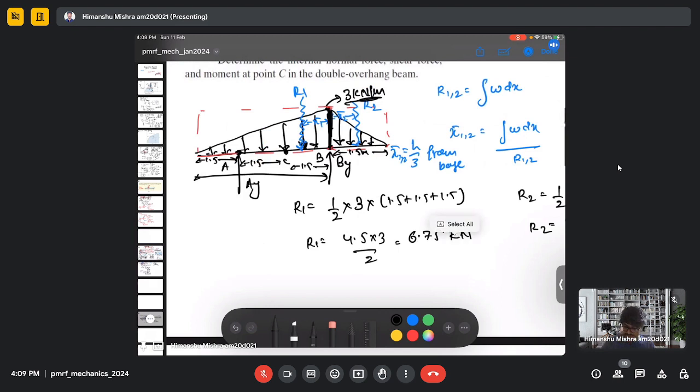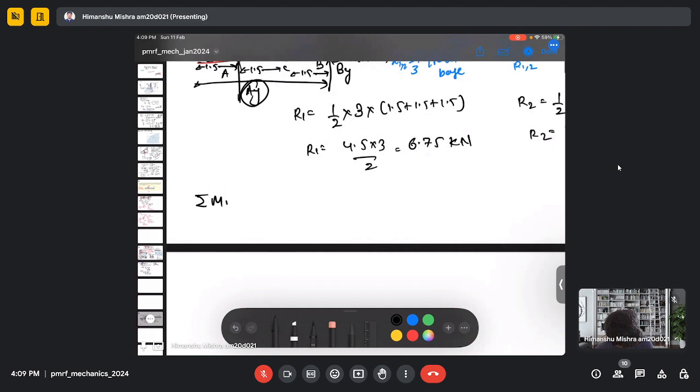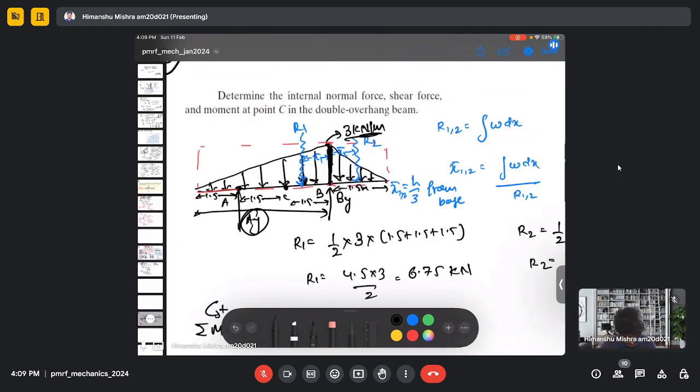So now we need to find the vertical reaction AY or BY. So when we take the moment at BY, the moment will be caused due to AY, which is clockwise, R1, which is anti-clockwise, and this R2, which is again clockwise. So this is minus, this is plus, and this is also minus.